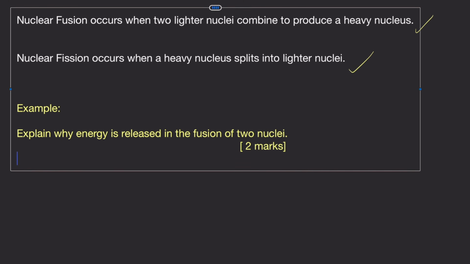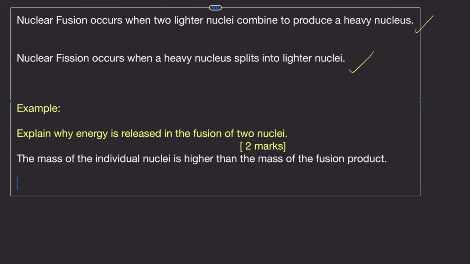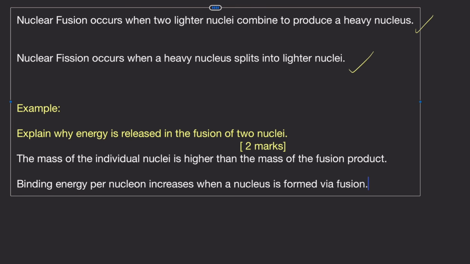The way to answer this is that the total mass of the nuclei is more than the mass of the product. And the binding energy per nucleon increases when a nucleus is formed in fusion. In order for energy to be released, the binding energy per nucleon needs to always increase, and this is also true for fission. If energy is released by fission, then the binding energy per nucleon will also increase.